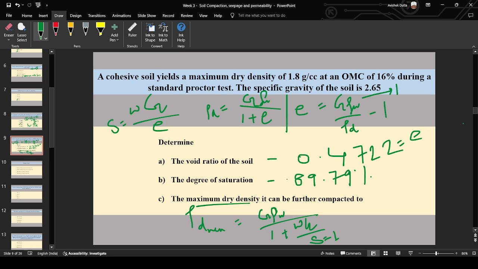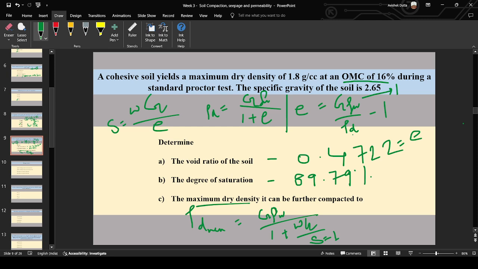Okay, now see, we are compacting the soil in such a way that the optimum moisture content remains the same. So what are we doing? We are not adding the soil, sorry, not the soil, the moisture. We are not adding the moisture or water.